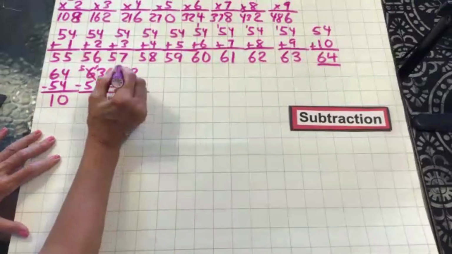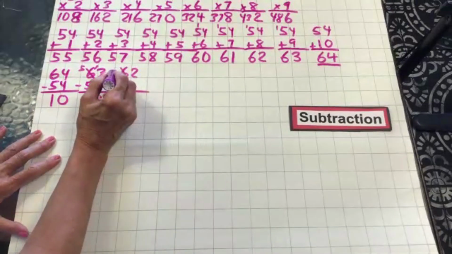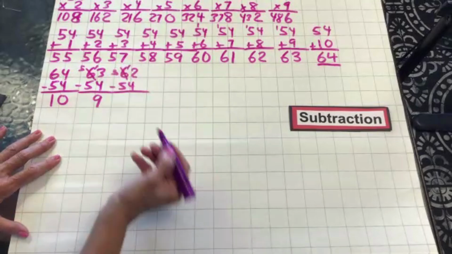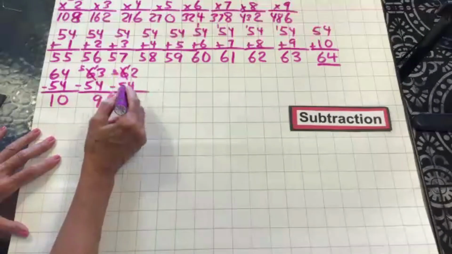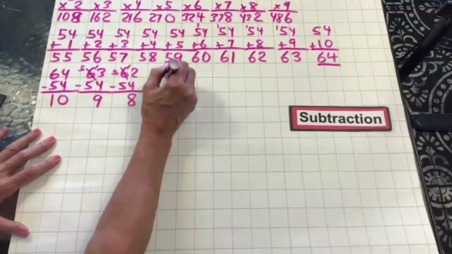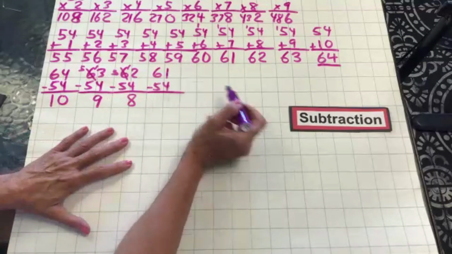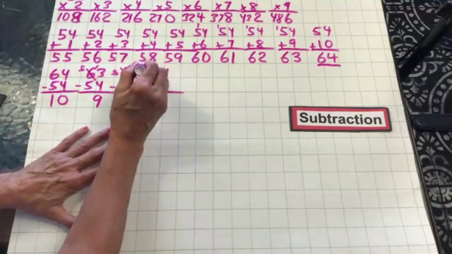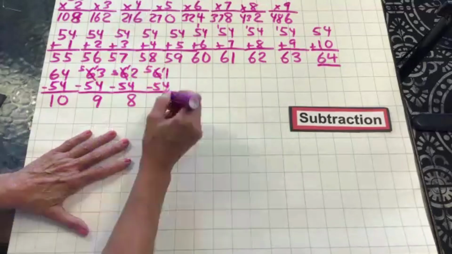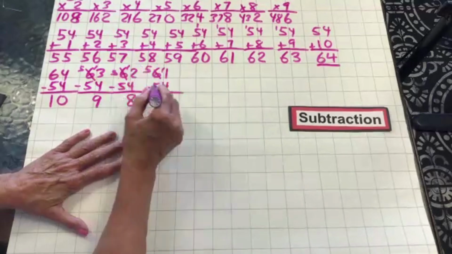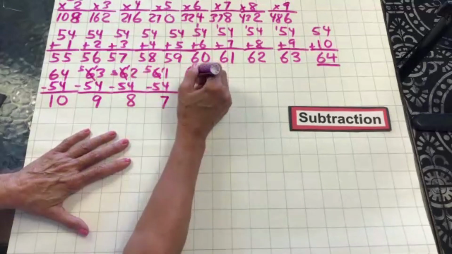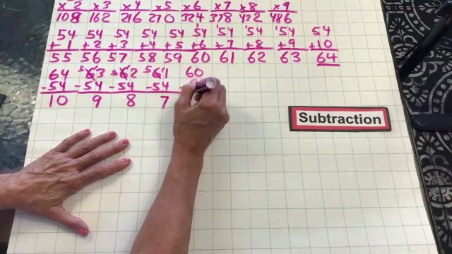62 minus 54. 4 from 2 cannot do. Borrow from the 6, leaving 5, making that 12. 12 minus 4 is 8. 5 minus 5, nothing. 61 minus 54. 4 from 1 cannot do. Borrow from the 6, leaving 5, making that 11 minus 4 is 7. 5 minus 5, nothing.